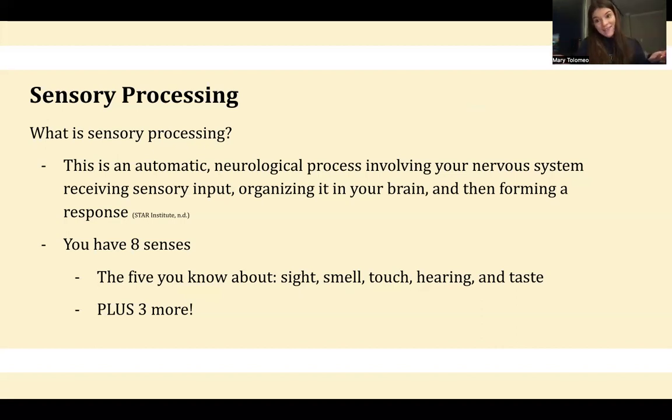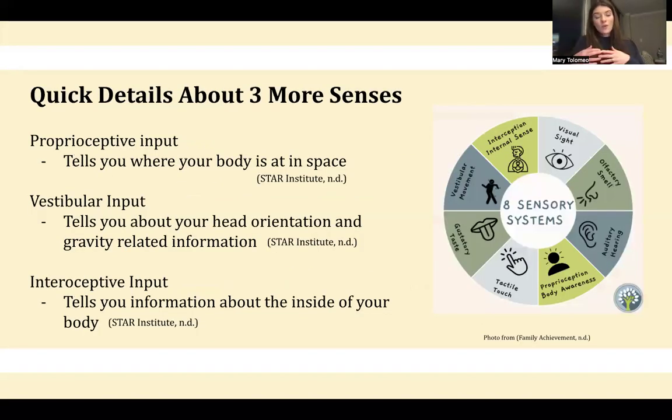So there's the 5 that you probably know about: sight, smell, touch, hearing, and taste, plus 3 more. We have a proprioception system, a vestibular system, and an interoception system. Okay, so let's talk about these. Proprioceptive input. This is what tells you where your body is at in space. So if I said, close your eyes and take your index finger and touch your nose. Okay, now open up your eyes. How were you able to do that? It is because of your proprioception system successfully at work, telling your brain where your body is at in the air.